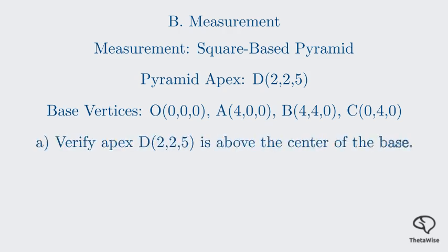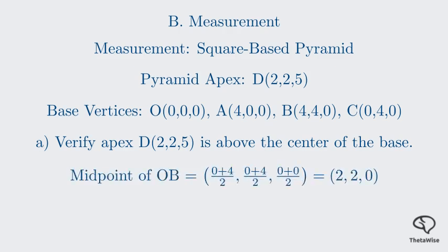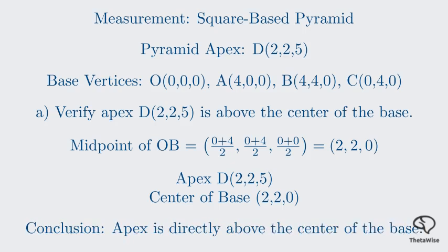For a square, the center is the midpoint of its diagonals. Let's find the midpoint of the diagonal OB. The midpoint is (0 plus 4)/2, (0 plus 4)/2, (0 plus 0)/2, which simplifies to (2, 2, 0). Notice the coordinates. The x and y coordinates of the center of the base are 2, 2, and the z coordinate is 0, since the base lies in the xy plane. Comparing this to the apex D(2, 2, 5), we see that the x and y coordinates are identical. The only difference is in the z coordinate.